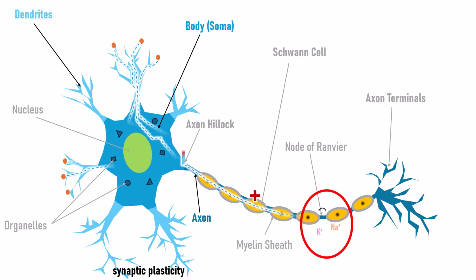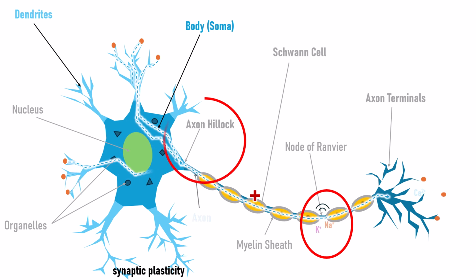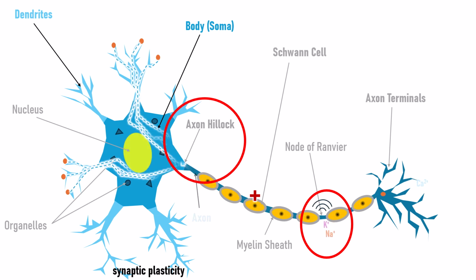The activity of the sodium-potassium pump occurs throughout the entire neuron, but it is particularly crucial in the axon and axon hillock regions. Axon hillock is the region where the axon joins the cell body, the soma. It is often referred to as the trigger zone because it is where action potentials are initiated.